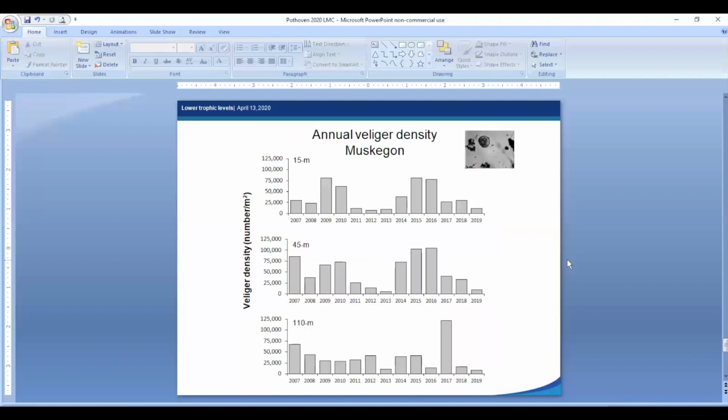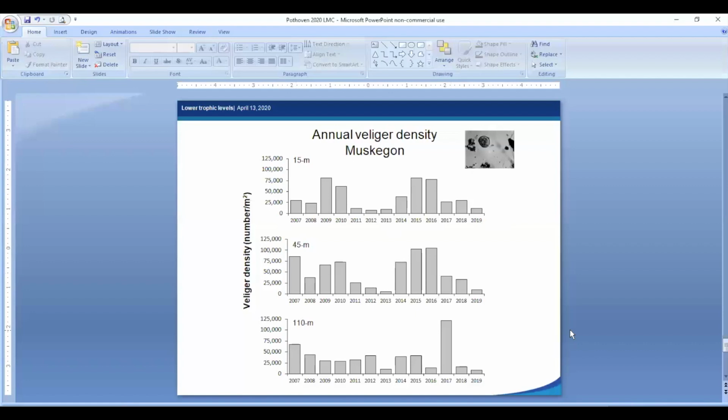And then looking at veligers, we've put a little bit more effort into looking at the veligers and the recruitment and how they relate to the recruitment of mussels. This is from those three sites off Muskegon from 15 meters out to 110 meters. I just thought it was interesting, that cycle that we see of ups and downs in veligers, and you see it most clearly at the 15 and the 45, a little bit less so at the offshore site.